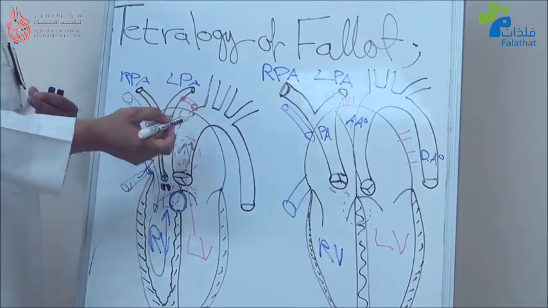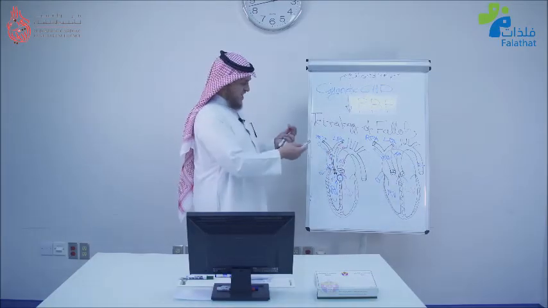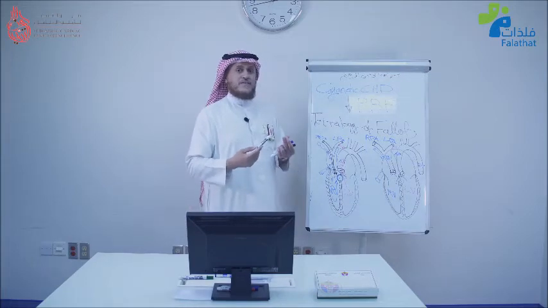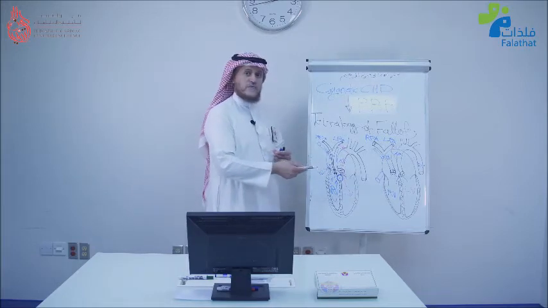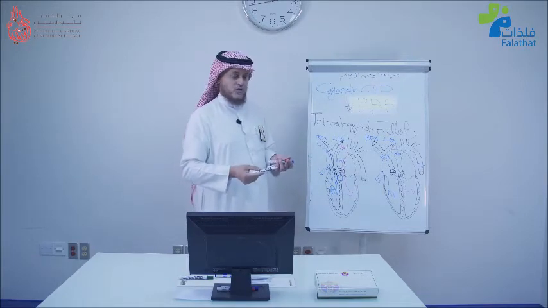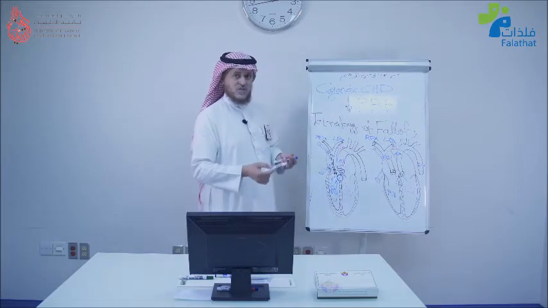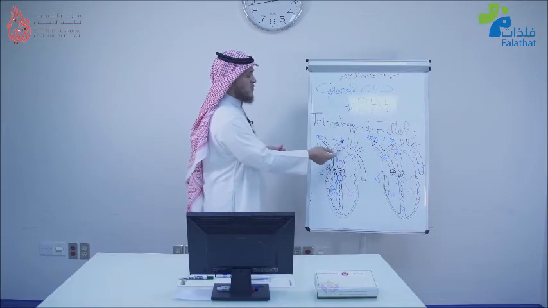The PDA will give the blood back to the pulmonary arteries, increasing the pulmonary blood flow and improving the patient saturation. This is only in times when the pulmonary stenosis is critical in tetralogy of Fallot, or it's actually totally obstructed, totally atretic, and then we will have to have another source.